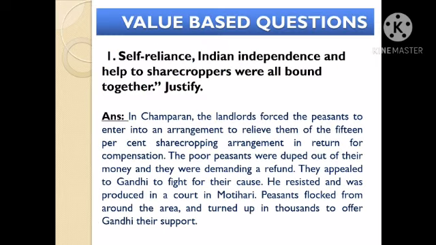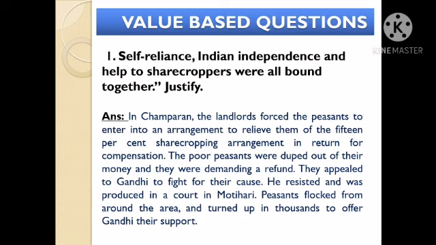Next set of questions are value-based questions. Question number 1. Self-reliance, that is self-dependence, Indian independence and help to sharecroppers were all bound together. That is, all the three things are related to each other. Justify. Answer. In Champaran, the landlords forced the peasants to enter into an arrangement to relieve them of the 15% sharecropping arrangement in return for compensation.